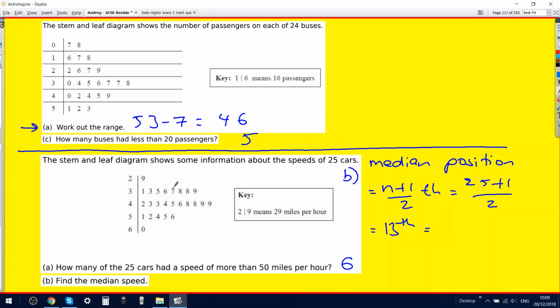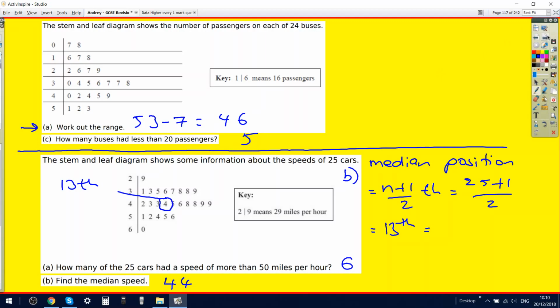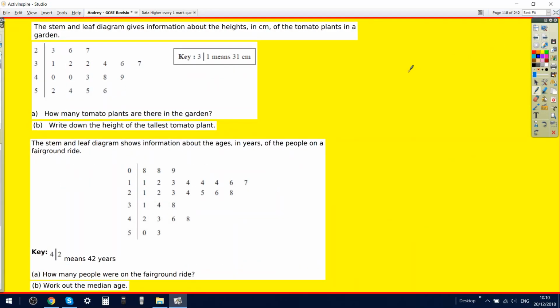3, 4, 12, 13. Okay, so it was exactly 44. Okay. That's the 13th one. Okay, any questions there? Pardon? Any questions there? And if we were to write these out the long way, it would be the same idea that you're just taking away first and last, find the middle number. That's okay.